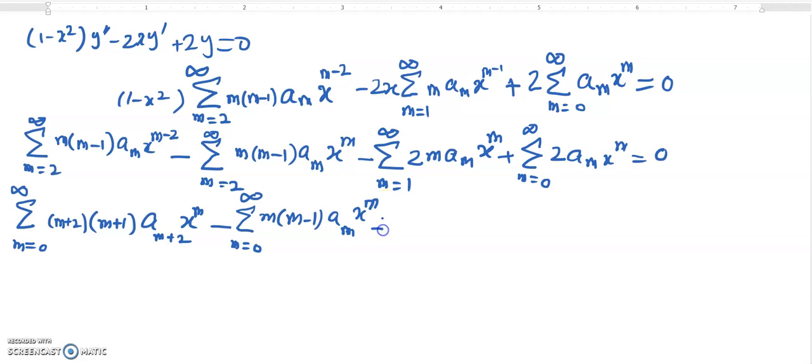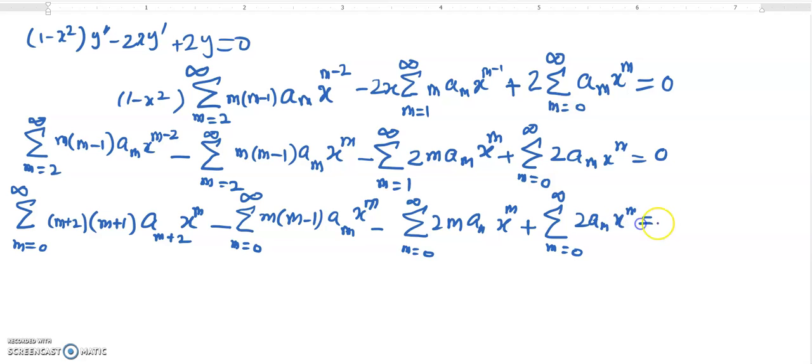Similarly for here, x to the power m is already here. If I want to start from m equals 0, this term will become 0 because of the factor m. So I can simply write m equals 0 to infinity, 2m a_m x to the power m. And now this term is already with 2 a_m, so m equals 0 to infinity of 2 a_m x to the power m is equal to 0.